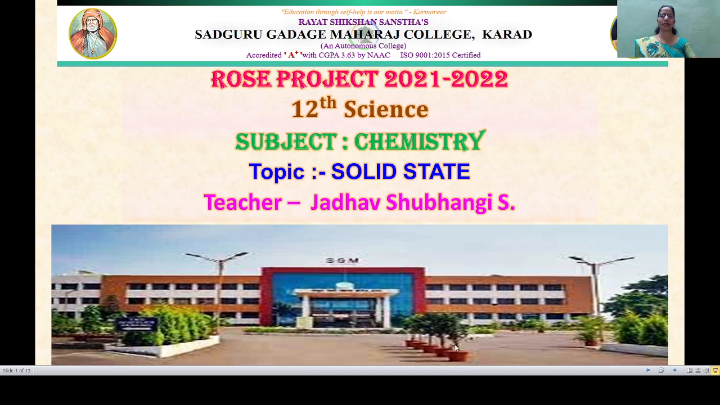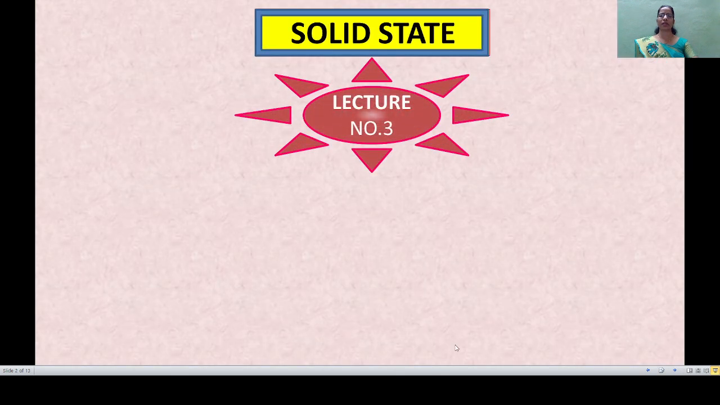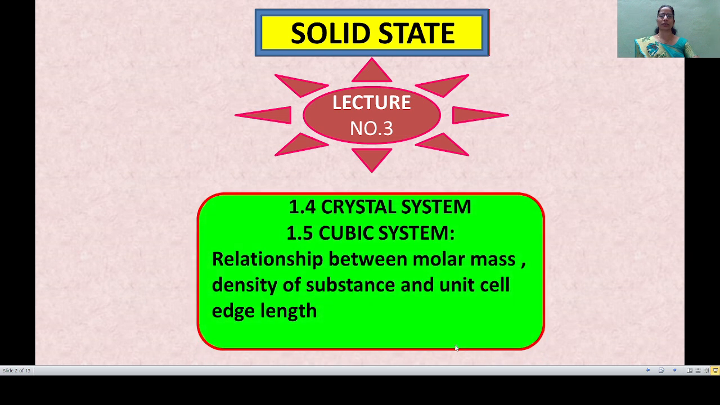We had started the chapter Solid State in Chemistry. This is our third lecture. In the previous lecture, we studied the unit cells, types of unit cells. In today's lecture, we will study the crystal systems and the cubic system. We will also derive the relationship between molar mass, density of substance, and unit cell edge length.